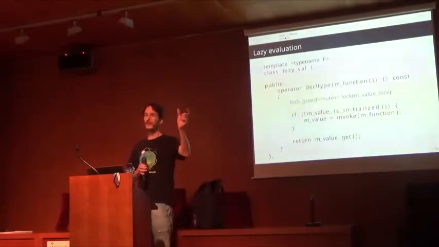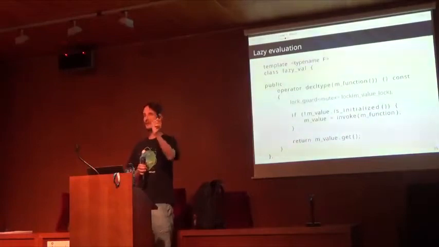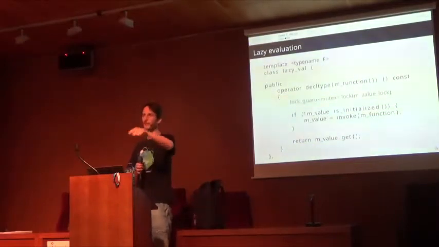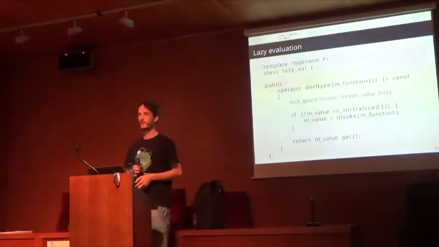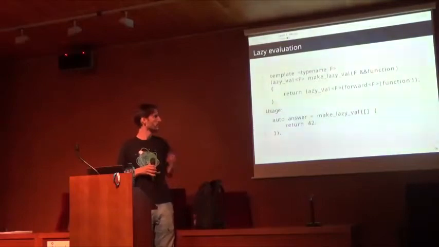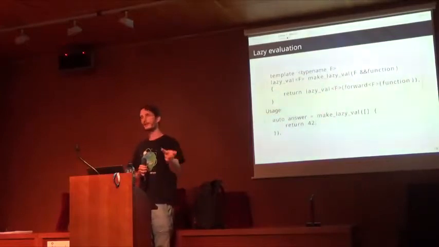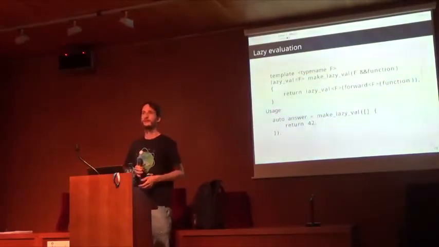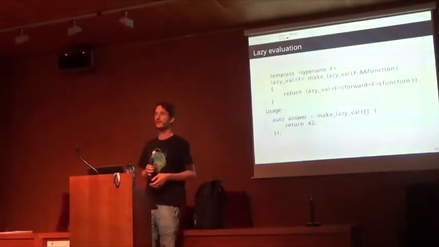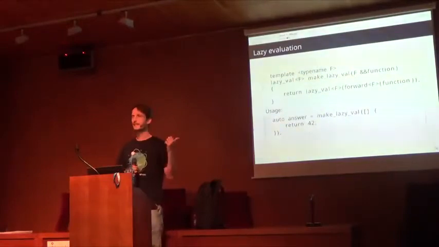So, if you define the lazy val and pass it a function, it will extract the return type of that function, and it will create a casting operator to that type. As soon as you want to get that value, it will be calculated and cached inside of the lazy val object. And since, before C++17, every time we had a template class, we needed to create a make-blah-blah-blah class function because the template argument deduction didn't work for classes. Fortunately, this is fixed in C++17, but we could have created a make lazy val function and we could call it like this. But this is still quite ugly.